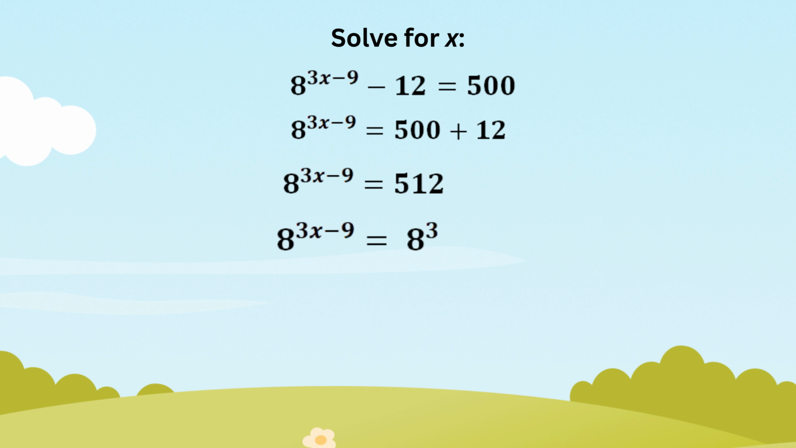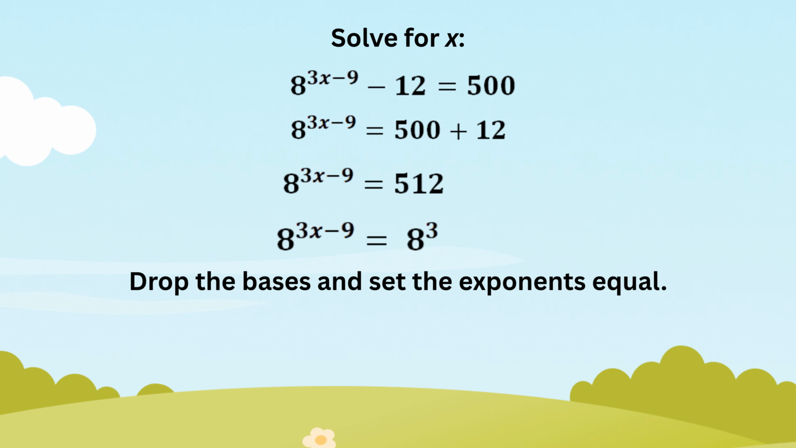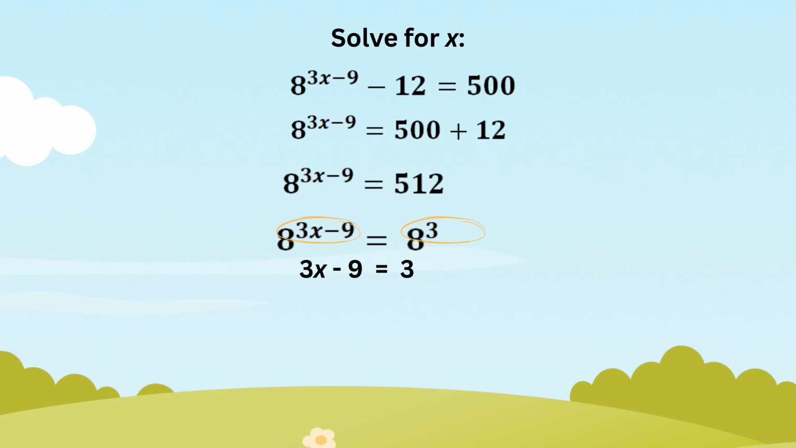Now that we have a common base, we can now drop the base on both sides of the equation and equate the exponents to get 3x minus 9 equals 3. To solve, we group 9 on the right to get 3x equals 12. Divide both sides by 3 to get x equals 4.